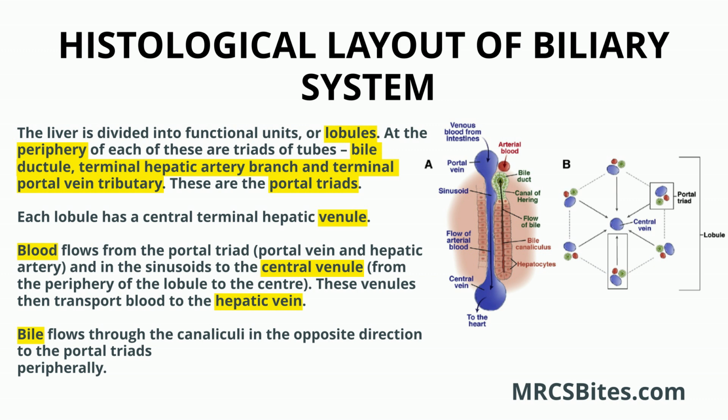Blood flows from the portal triad, portal vein and hepatic artery, and in the sinusoids to the central venule from the periphery of the lobule to the center. These venules then transport blood to the hepatic vein. Bile flows through the canaliculi in the opposite direction to the portal triads peripherally.